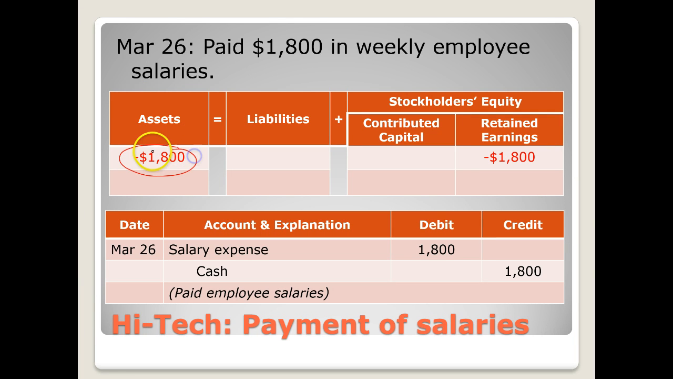There's a decrease to assets of $1,800, a decrease to retained earnings of $1,800 because of that salaries expense. So on March 26th, there's a salary expense debit entry of $1,800, which matches this decrease up here. And there is a credit entry to cash, all because we paid employee salaries.